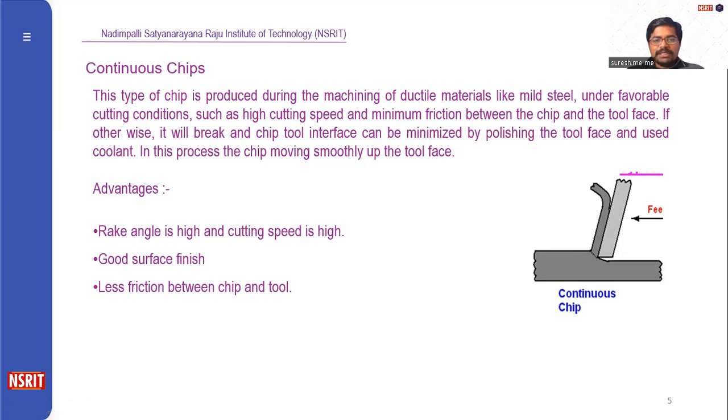So in this process, the chip moves smoothly up the tool face. Here it is a tool and the chip moves up, flowing along the face of the tool. So what are the advantages of continuous chip? Here the rake angle is high and cutting speed is very high. By using this continuous chip process, we can obtain a good surface finish and less friction between chip and tool.